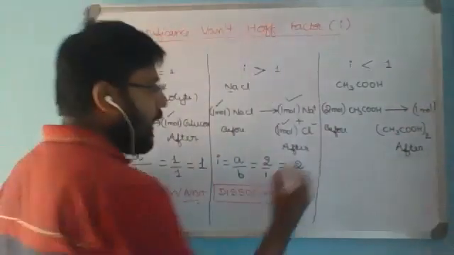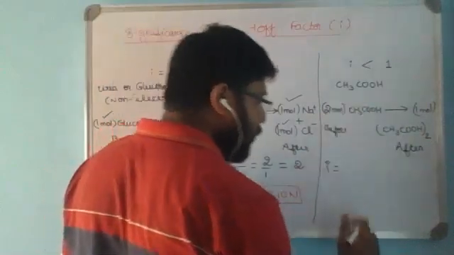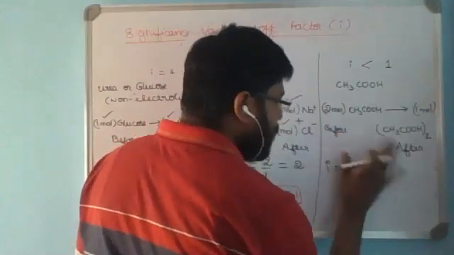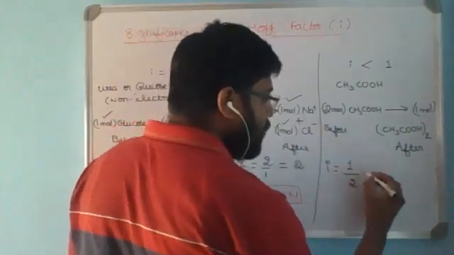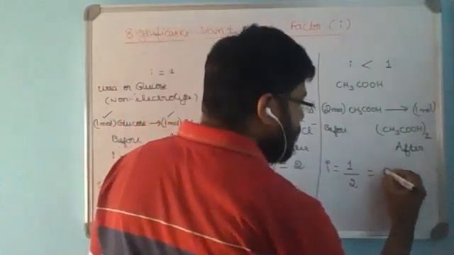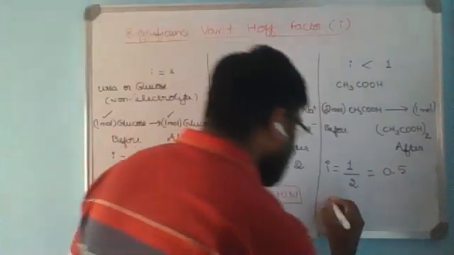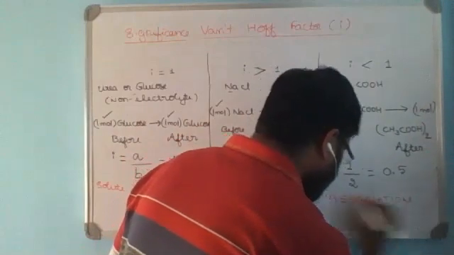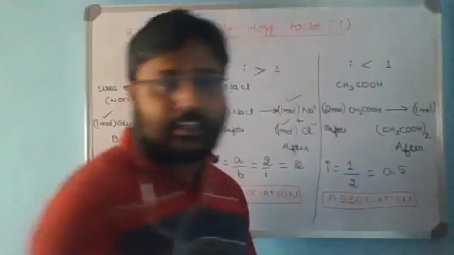Now, if we calculate i in this case, the number of particles after adding in the solvent, that is in preparing the solution, is 1 mole, and before it is 2 moles. Hence the value 0.5 is lesser than 1, which signifies the solute is undergoing association in the solution. I think it is clear now.